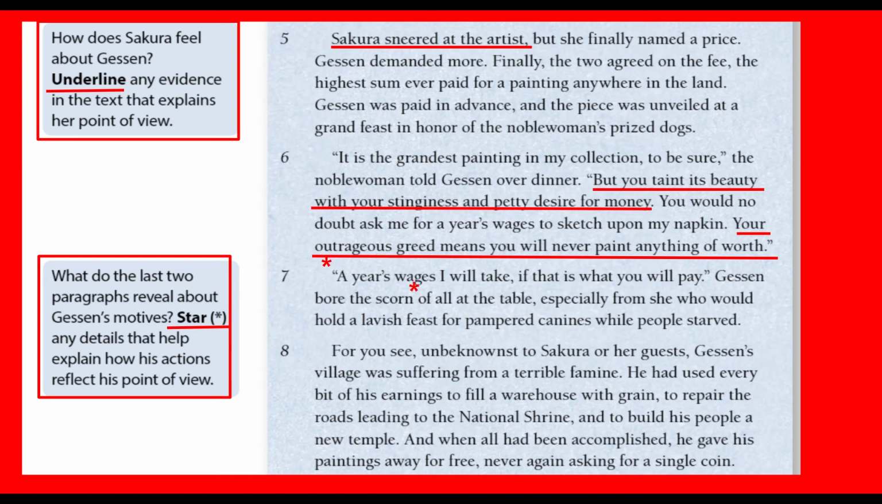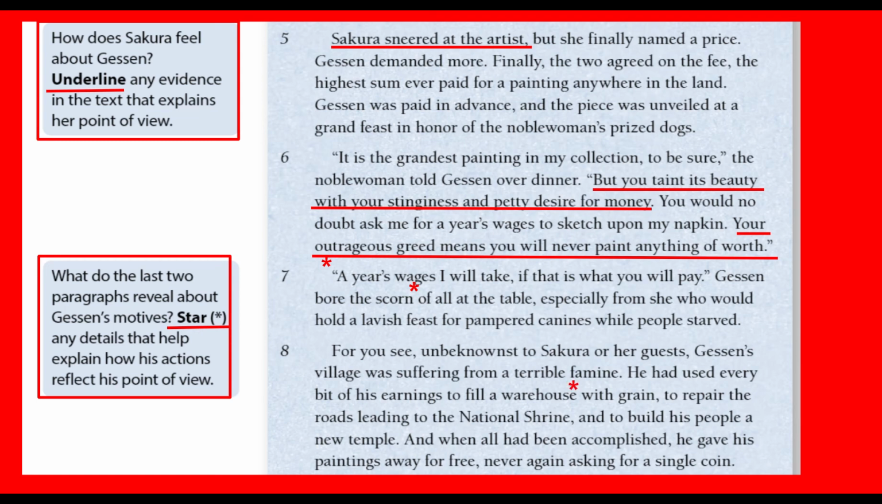So it also says in paragraph 7, that next sentence, it says that Jeshin bore the scorn. Now I put my star beside the word scorn. So if you are being scorned, in a way, it's like you are being punished. Imagine Jeshin sitting at a table full of all these rich people, and all of a sudden they're just looking at him, shaking their heads, frowning at him like he's the worst thing ever. So that is scorn, and he is taking the brunt of it, right? So they are scorning him for being what they think is stingy and petty and greedy. But we really know Jeshin's true intentions, right?